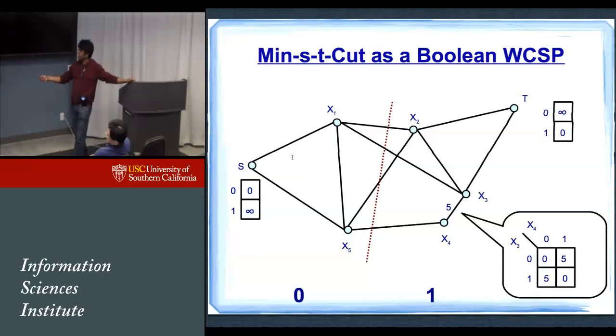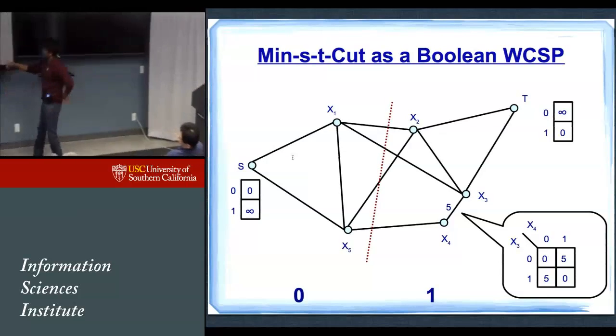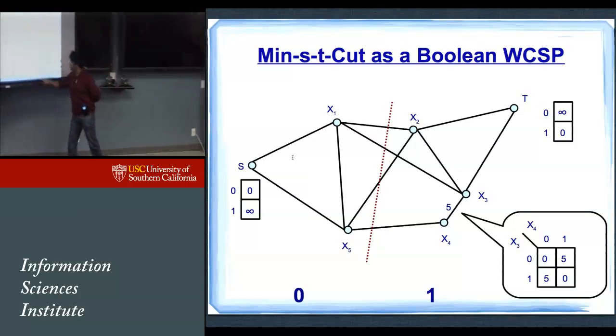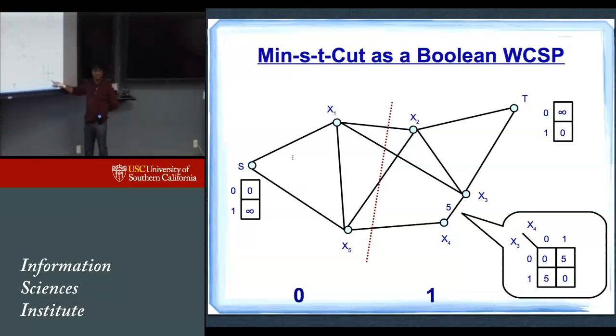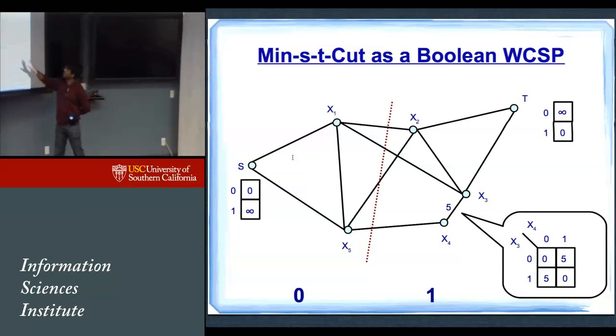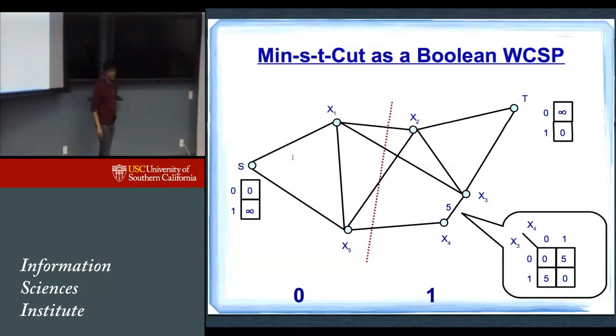On the other hand, if x3 and x4 are assigned the value 1, they both belong to this partition, they're not cut, once again 0 cost. But if one of them gets assigned to that partition and the other one to here, then we bear a cost and we penalize it by an amount equal to the weight of the edge, right? So we can model the min-ST cut problem using the weighted CSP framework.